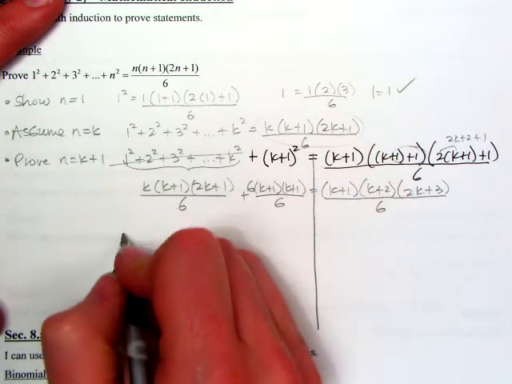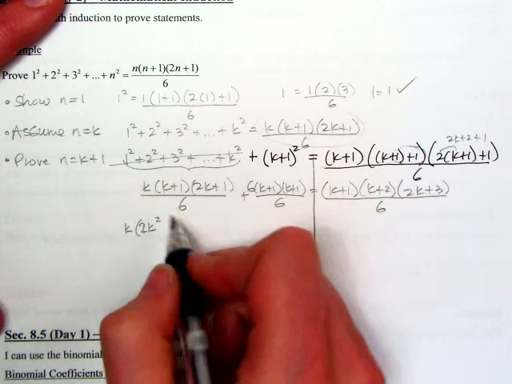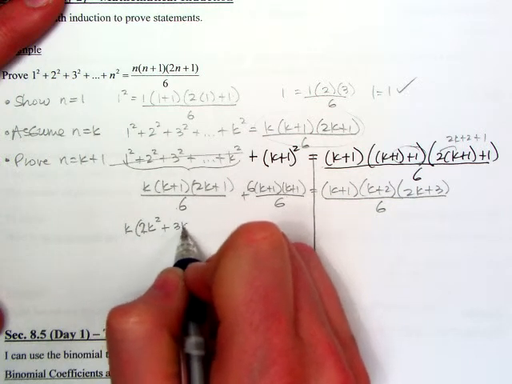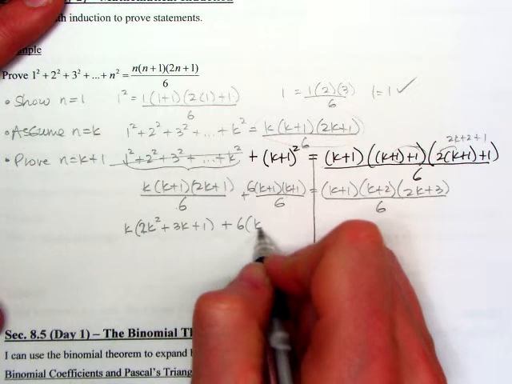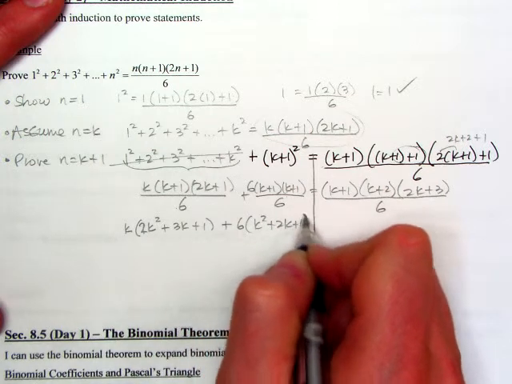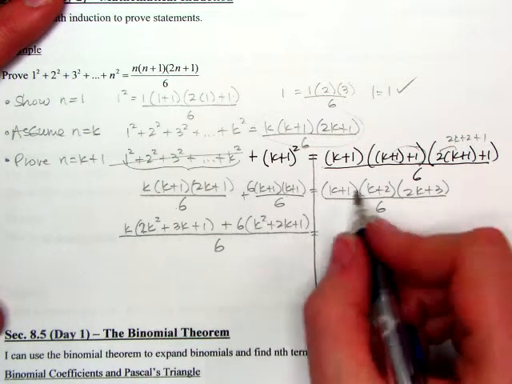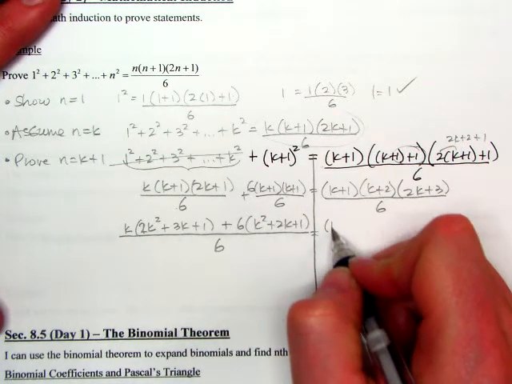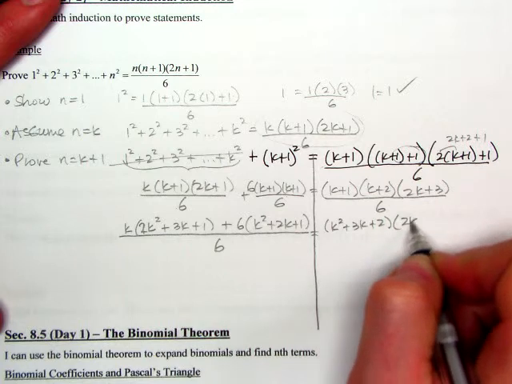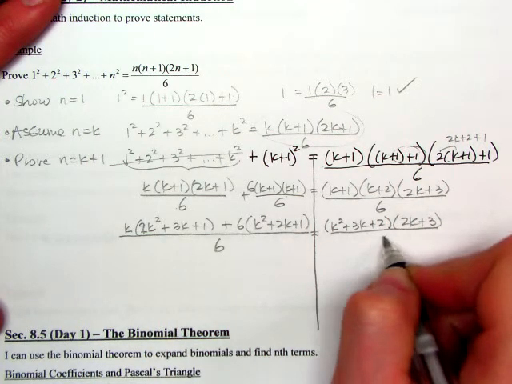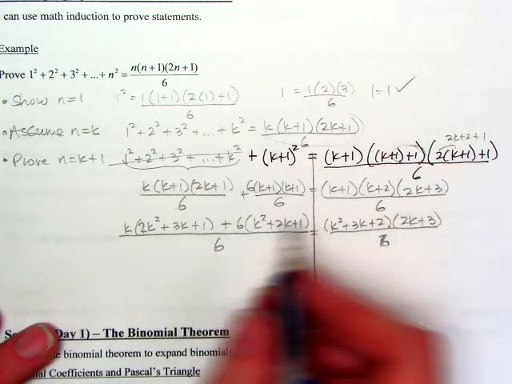Start FOILing here. I'm going to do the 2 parentheses first, so 2k squared plus 3k plus 1. And I've got these guys, so k squared plus 2k plus 1. And everybody's over 6. Over here, just put 2 of them together. It doesn't matter which 2 you start with. k squared plus 3k plus 2. And then I've got the 2k plus 3. Here comes our big FOILing. Sorry, this side's distributing. That side's going to be the FOIL.